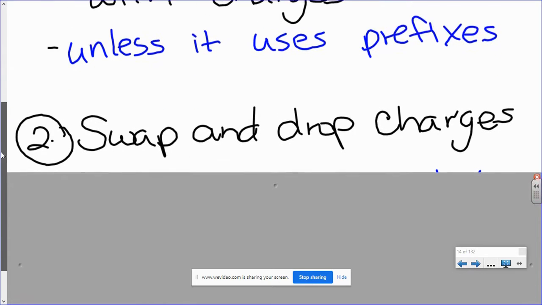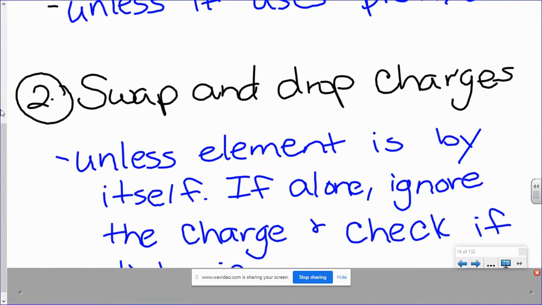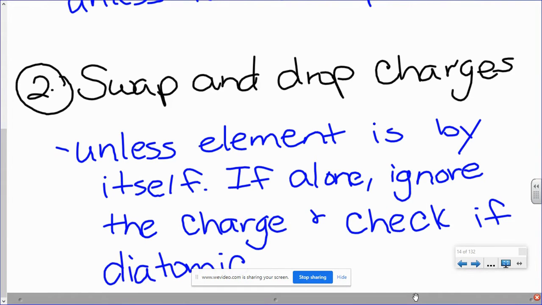And step 2 is swapping and dropping. Now, our exception is if an element is by itself. If it's not connected to another element, ignore the charge, and then we're going to check to see if it's diatomic. These will make more sense when I do some examples.